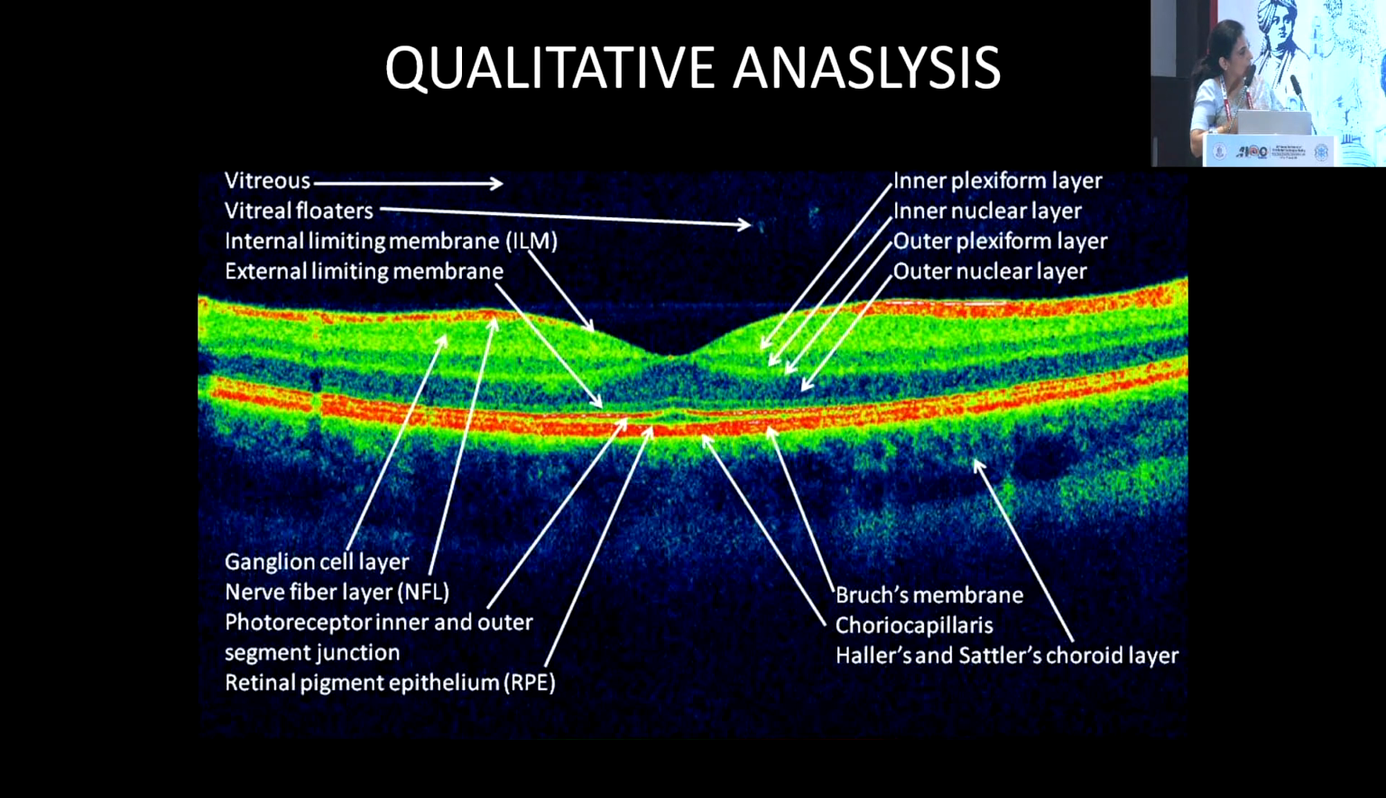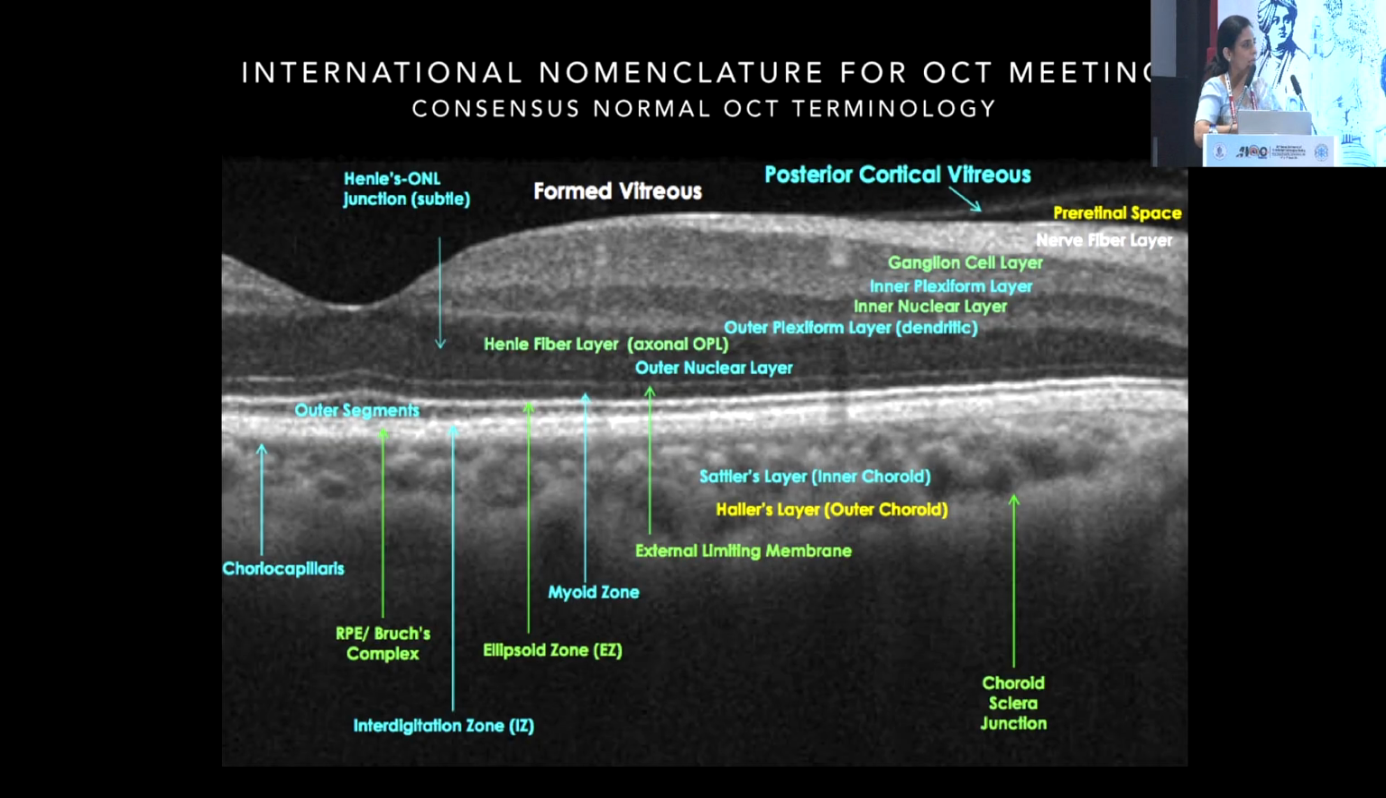So this is the colored printout. Most often it is better to look at the black and white picture because it delineates the layers more clearly.